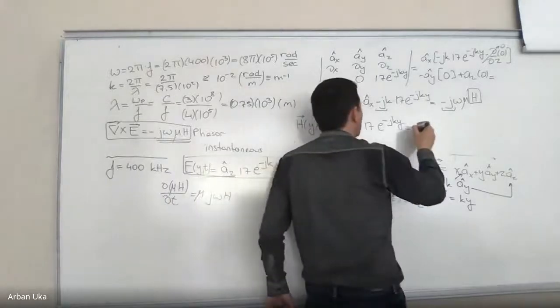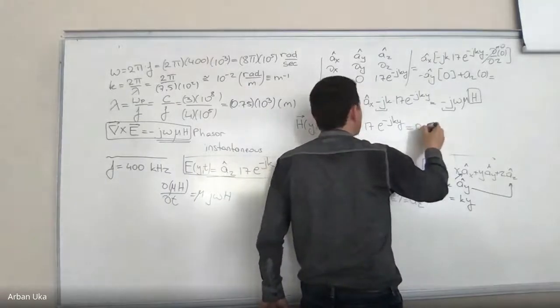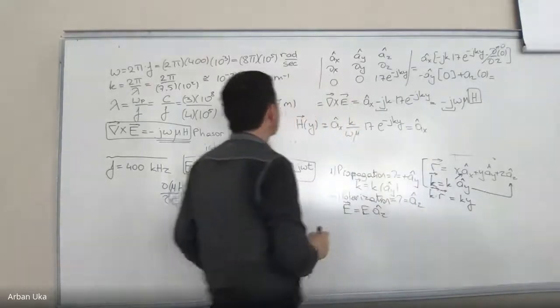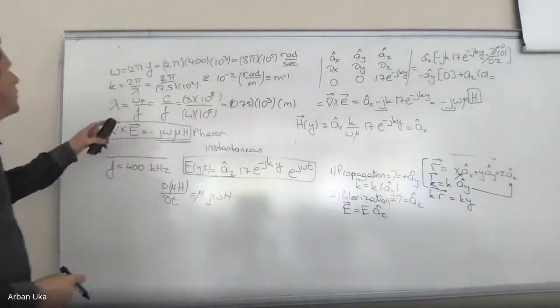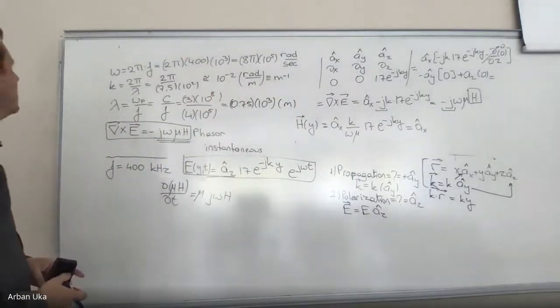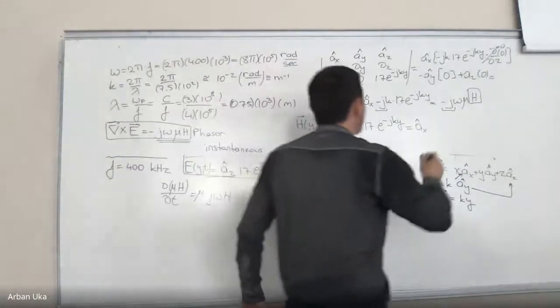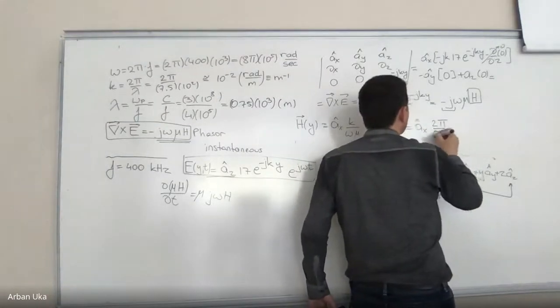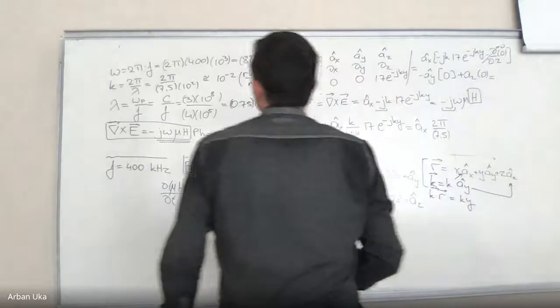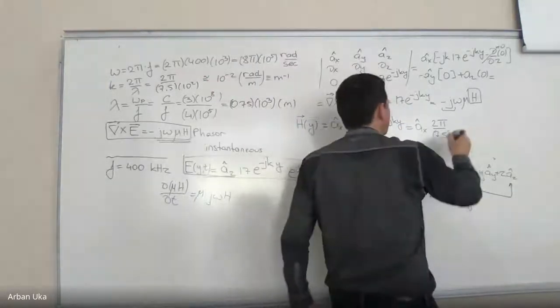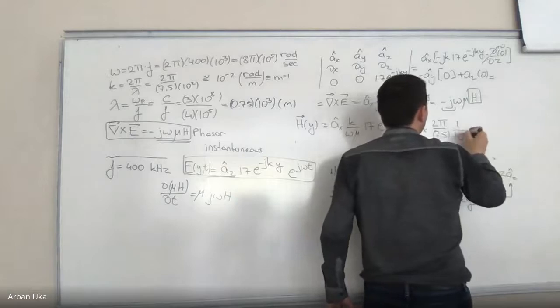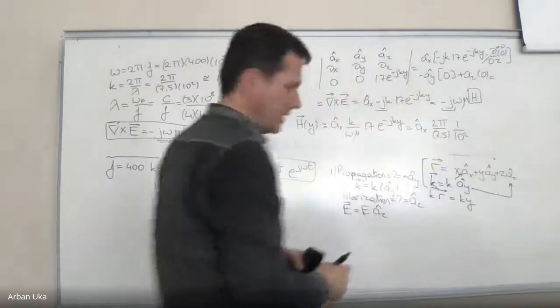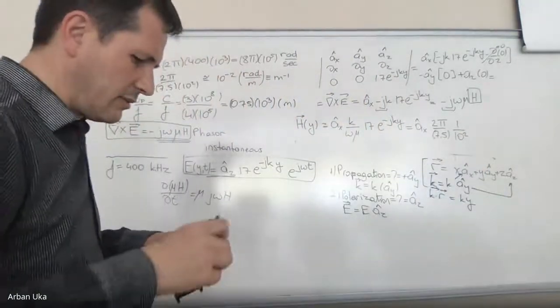And here, we can also write down some relevant values. What is k? Let's have a look at the k. k is equal to 2 pi over 7.5, this is 2 pi divided by 7.5 times 10 to the power 2. This is k. And then we have to divide by omega.